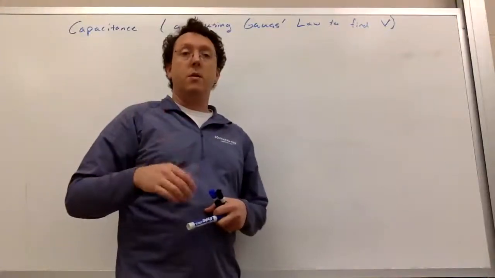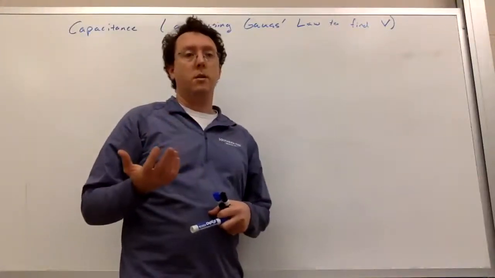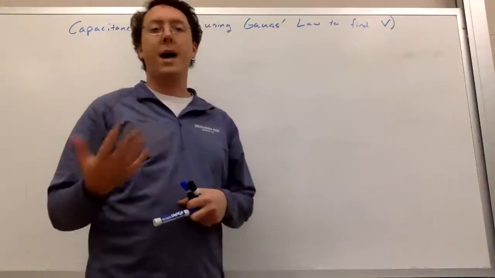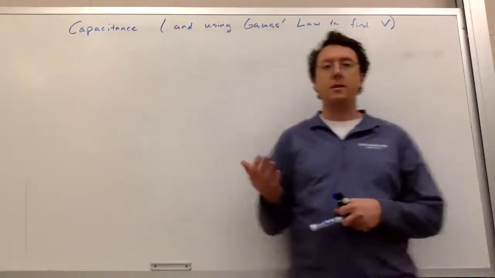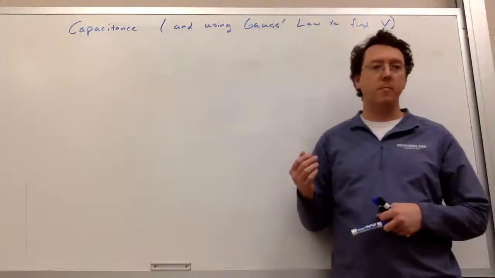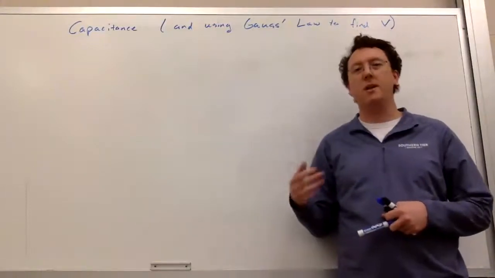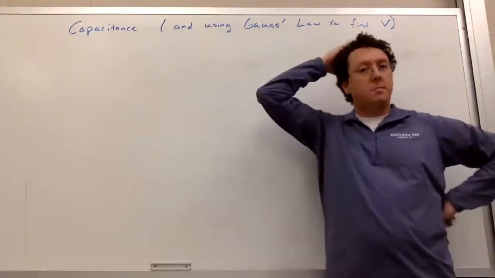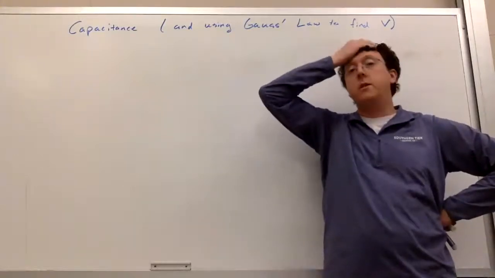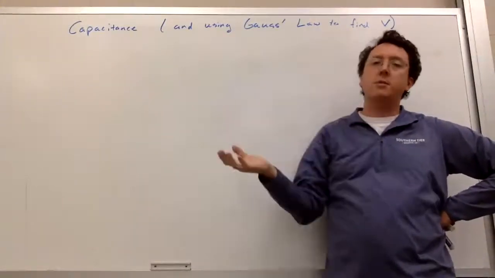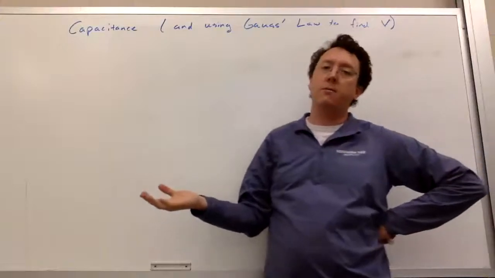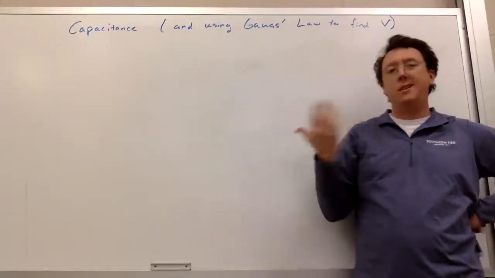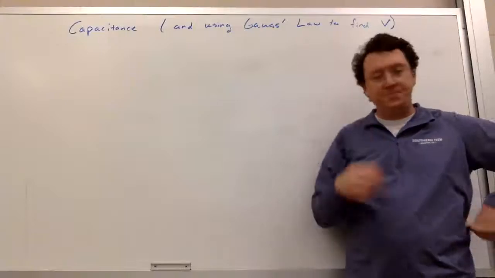In this video, I'm going to start talking about capacitance, and then we're also going to find potential differences with a different method. Specifically, we're going to look at configurations where we can use Gauss's law to first find the electric field and then work backwards to get the change of potential and then the capacitance.